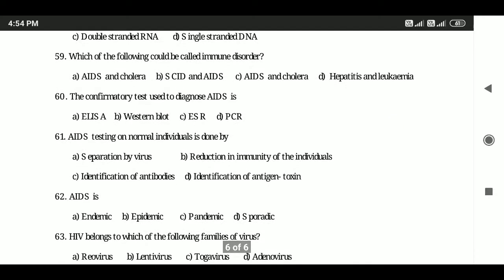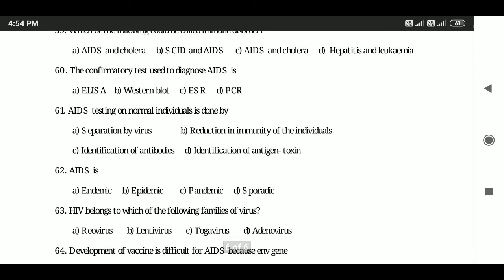The confirmatory test used to diagnose AIDS is ELISA, Western blot, ESR, PCR. The most commonly used is ELISA, enzyme linked immunosorbent assay, or EIA, enzyme immunoassay. So it is option A. AIDS testing on normal individuals is done by separation of virus, reduction in immunity of individuals, identification of antibodies, identification of antigen toxin, generally by identification of the antibodies.